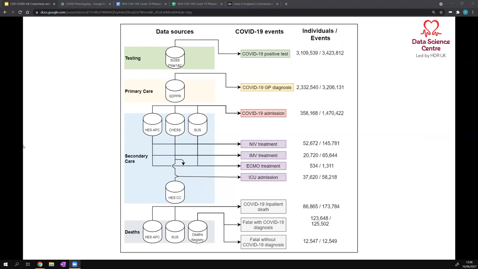On the right-hand side, you can see the numbers of events that we've identified and the numbers of distinct individuals experiencing each of these events, as it is possible for an individual to receive, for example, more than one test or diagnosis.